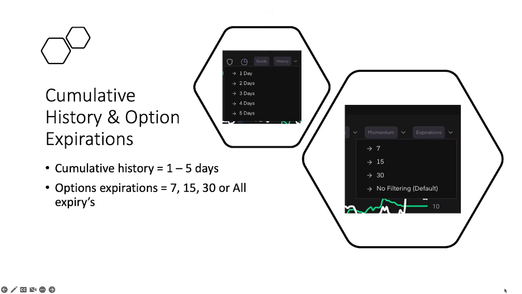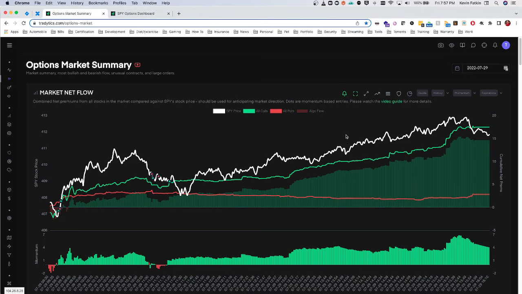Now, another thing that we should point out before we get too deep into this and start talking about strategy is what we can view with market net flow in terms of history and option expiration. So not only do we have to focus on bought calls and sold calls, bought puts and sold puts, but there's also expirations that all of these options come with.